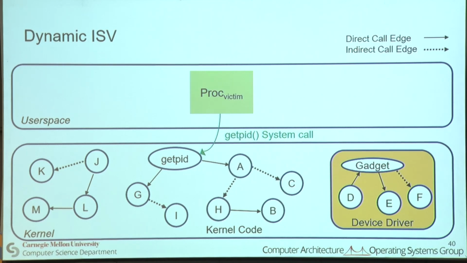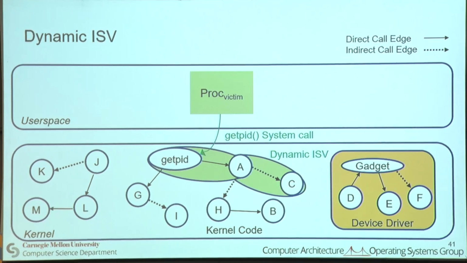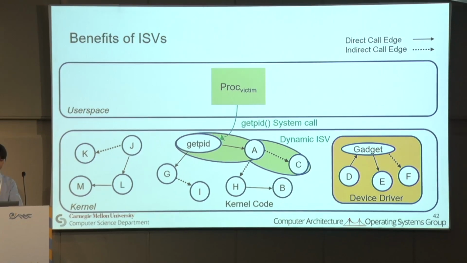An alternative approach is dynamic. We dynamically trace actively used system calls and kernel function paths using kernel-level process tracing, such as the Linux ftrace. This can capture indirect call edges that were not possible in static ISVs.